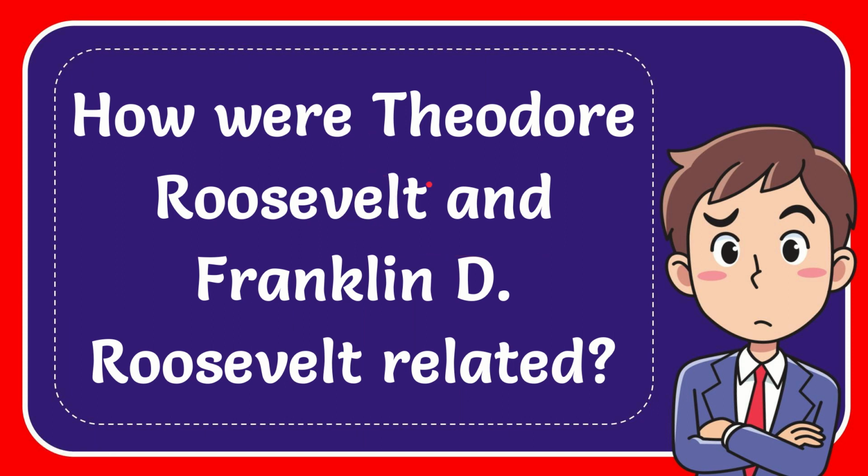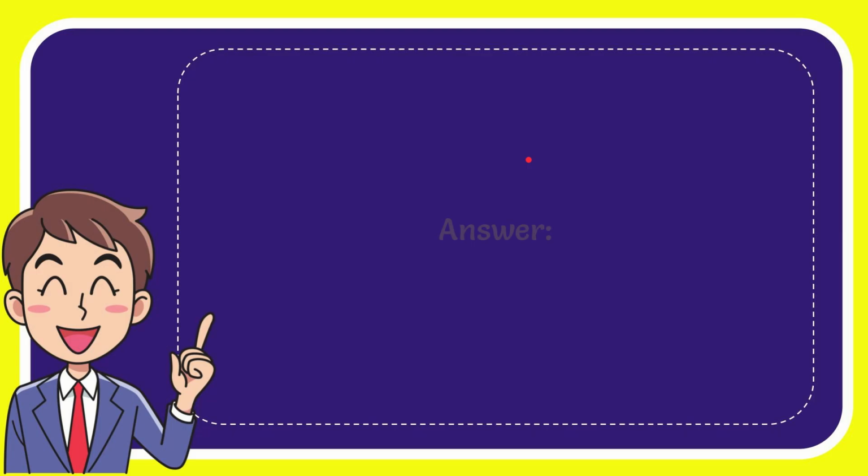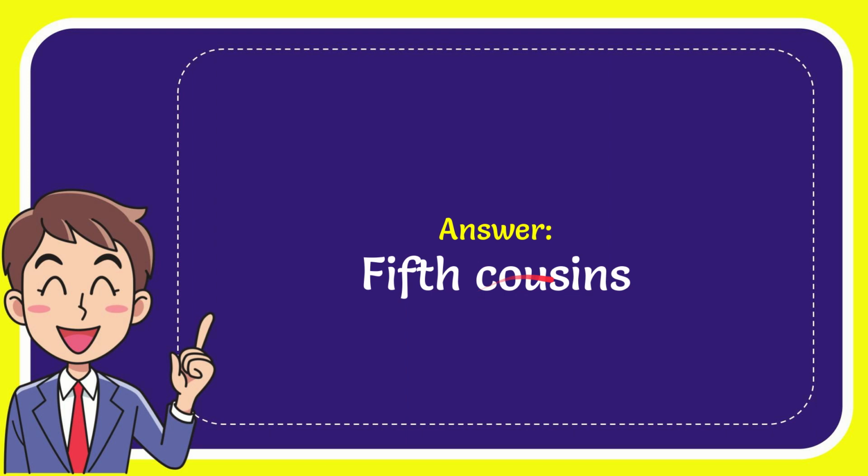In this video, I'm going to give the answer to this question. The question is, how were Theodore Roosevelt and Franklin Delano Roosevelt related? When I give the answer to this question, the correct answer is fifth cousin. Well, that is the answer to the question, fifth cousins.